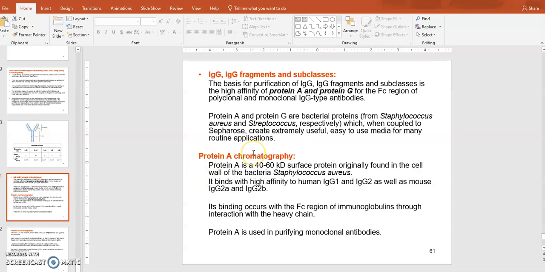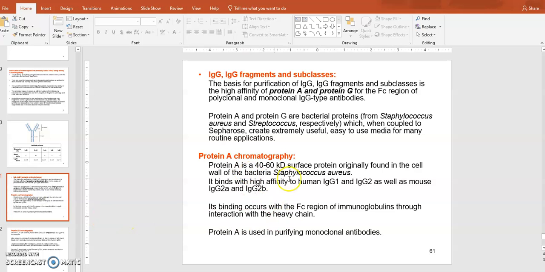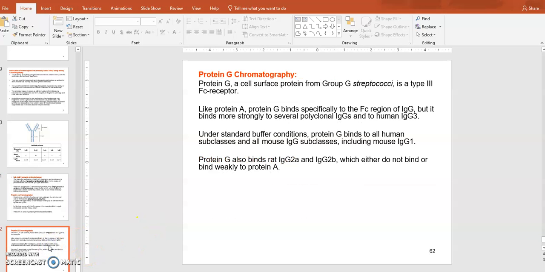For example, protein A has a size of about 40 to 60 kilodaltons. It was originally found in the bacterial cell called Staphylococcus aureus, and it has a high affinity with human antibody IgG, G1 and G2, as well as some mouse antibodies. The binding happens at the Fc portion of the antibody. The Fc portion is again this area. That's a strong affinity. So if you can somehow put this protein A in your resin, it can bind with the human antibody molecules. That's why companies are using protein A columns a lot.